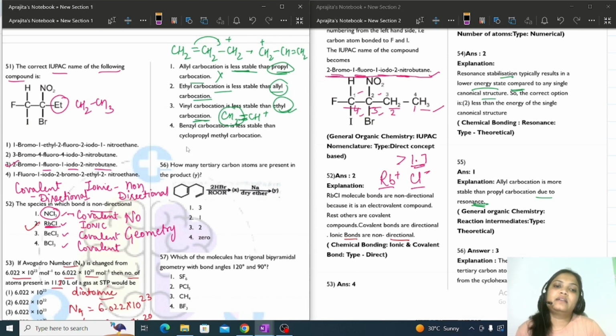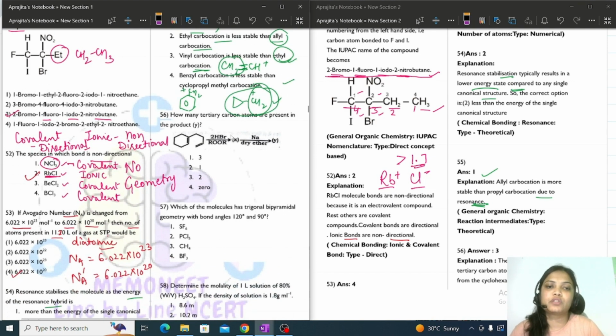Now benzyl carbocation, CH2 positive, is less stable than cyclopropyl methyl carbocation, because in cyclopropyl methyl carbocation there is overlapping of the ring with the vacant p orbital. So because of overlapping, it is more stable. So yes, the answer would be option number 1. This one is incorrect. Allyl carbocation is less stable than propyl carbocation is incorrect because it's more stable.